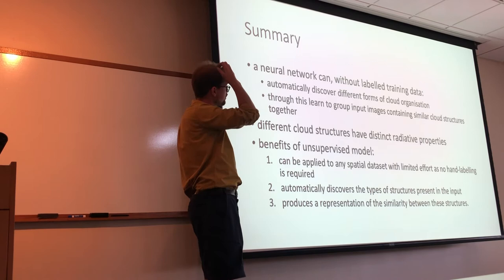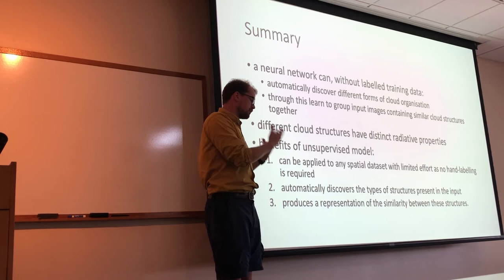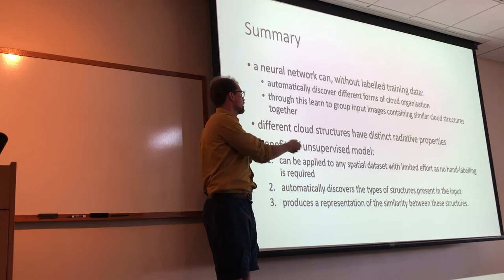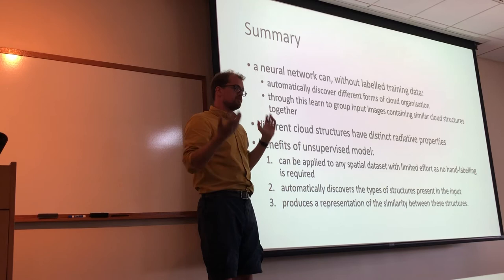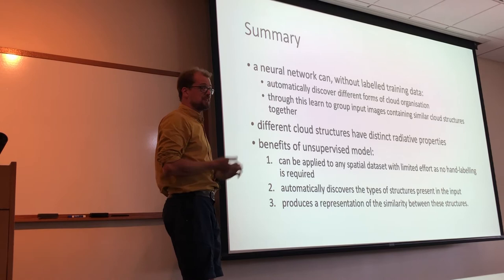So the main summary here is, I think it's evident that you can construct a neural network that will, without supervision, without being told what it's looking for, itself find patterns in data. And you can use what it predicts to actually learn about what distinct features exist. And you can apply this to any geophysical field, right? It doesn't have to be clouds. It could be anything. It doesn't even have to be atmospheric data. It could be whatever you want. I mean, probably you could apply it in 3D too, but I haven't tried that.